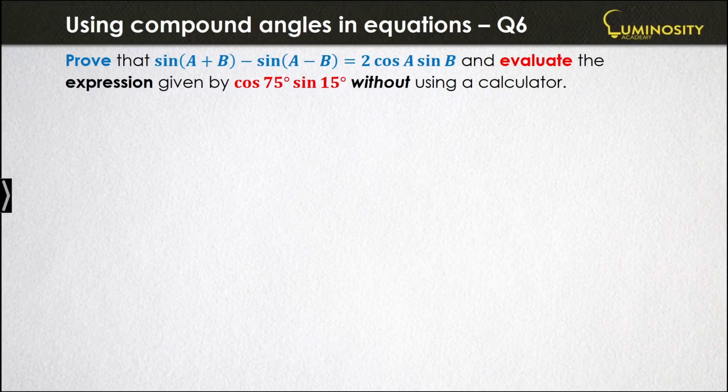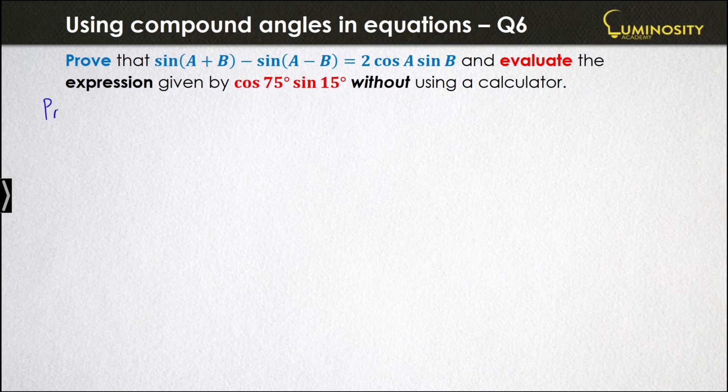Hi, welcome to this lesson on trigonometry compound angles, question 6. We want to prove that the sine of A plus B minus the sine of A minus B is equal to 2 times cos A sine B. And then we want to evaluate this expression without the calculator.